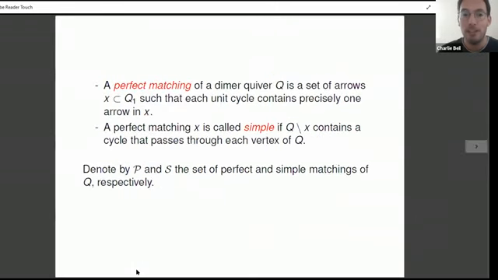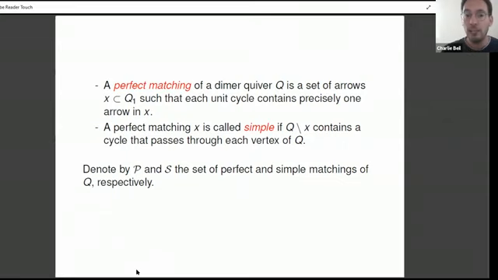A perfect matching of a dimer quiver is a set of arrows, which I write with a variable because I'll have polynomial rings in these variables. So a perfect matching is a set of arrows such that each unit cycle contains precisely one arrow in X. And this is the same definition of a perfect matching on a bipartite graph in the surface. It's just stated in terms of the dual quiver instead of the bipartite graph, but it's identical.